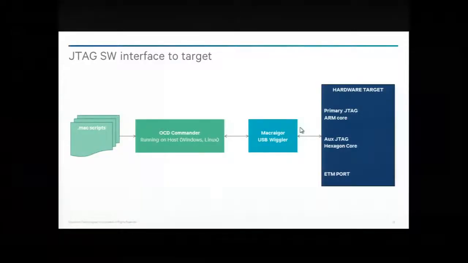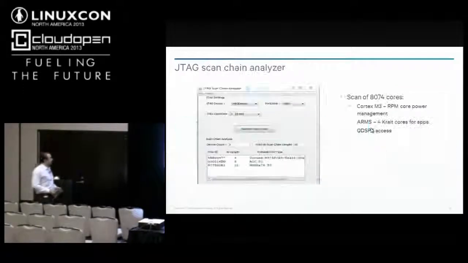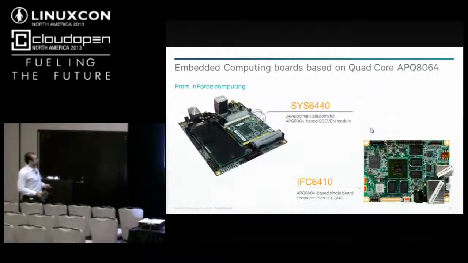Very simple. This is your USB Wiggler. We have a JTAG port on this that it hooks up to. Then you have your OCD Commander, which runs on Windows or Linux, and you can do a lot of things. I wouldn't say the whole feature set of a full-blown JTAG solution, but it does quite a bit. Here are some examples of the tool interface. It's a pretty well-featured tool.